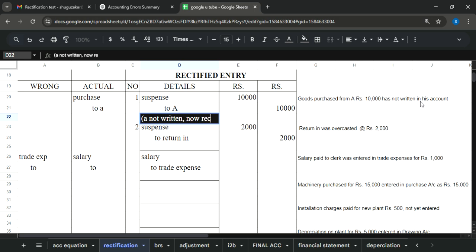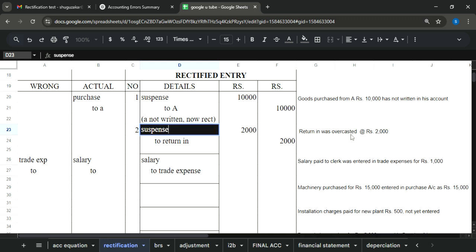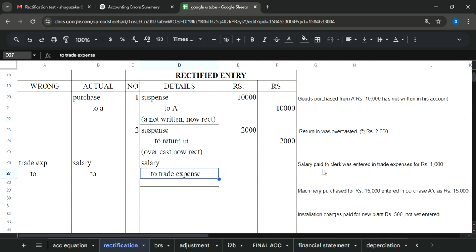Now rectified. This would be the narration. And here what was the mistake? Overcast. So what will you do? Simply you will say overcast. Now rectified. Now the third entry is saying trade expense was wrong.